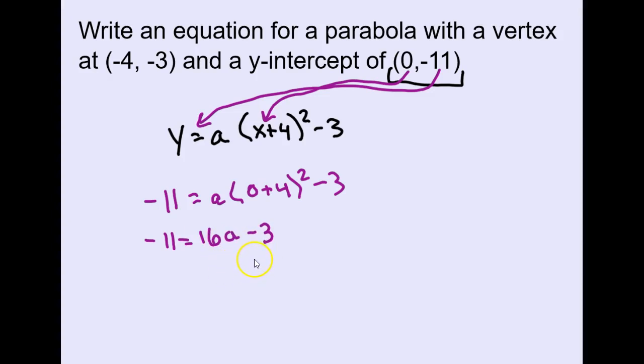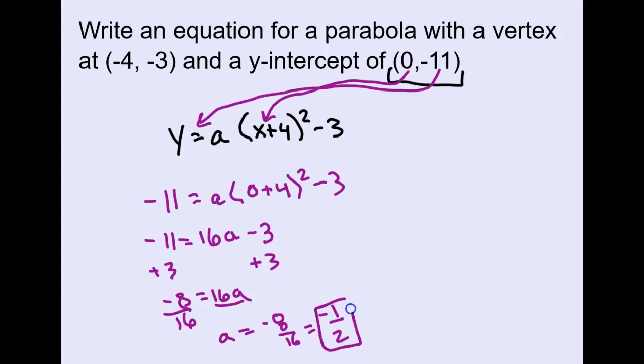Then we're going to add 3 to both sides. And what's negative 11 plus 3? Negative 8 equals 16A. We'll divide both sides by 16. And we get A equals negative 8/16, which is the same as negative a half. So this is kind of a wide parabola, and it's upside down.